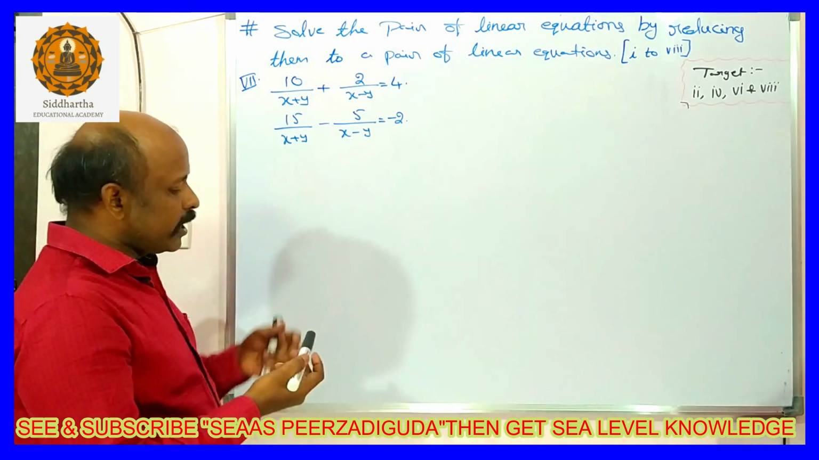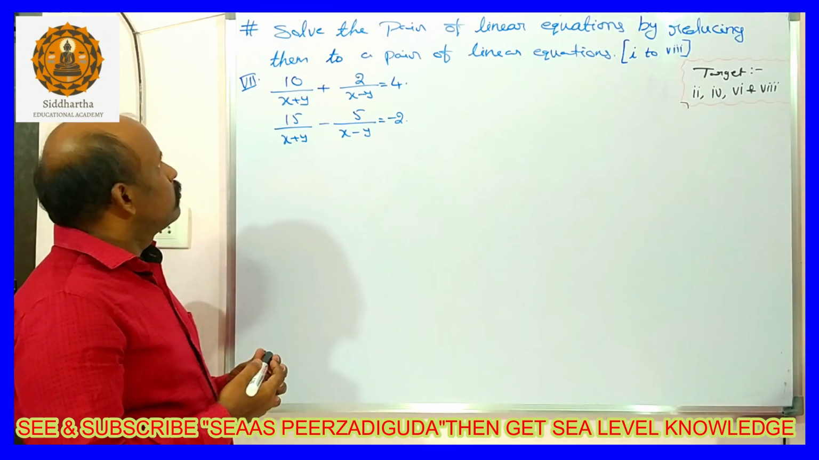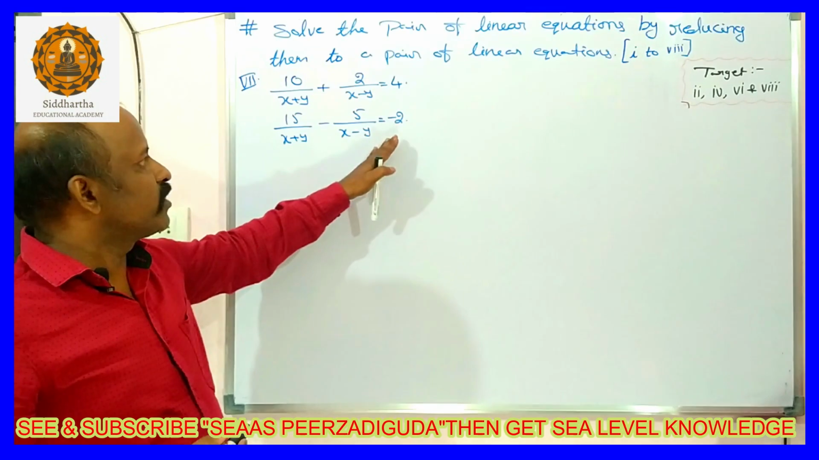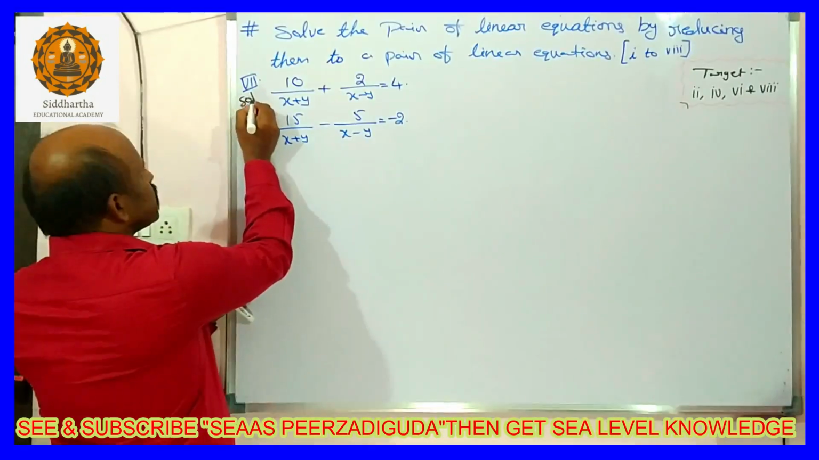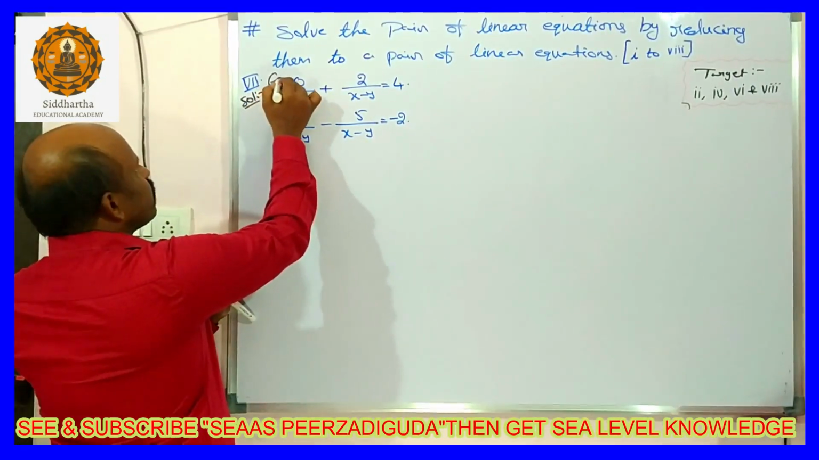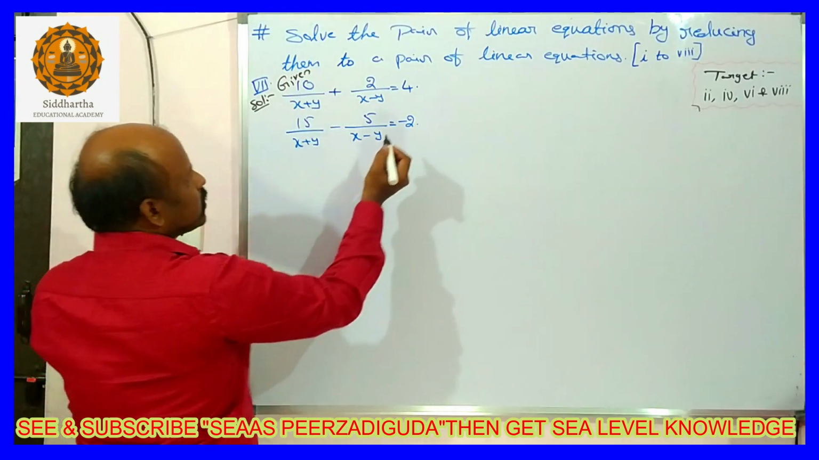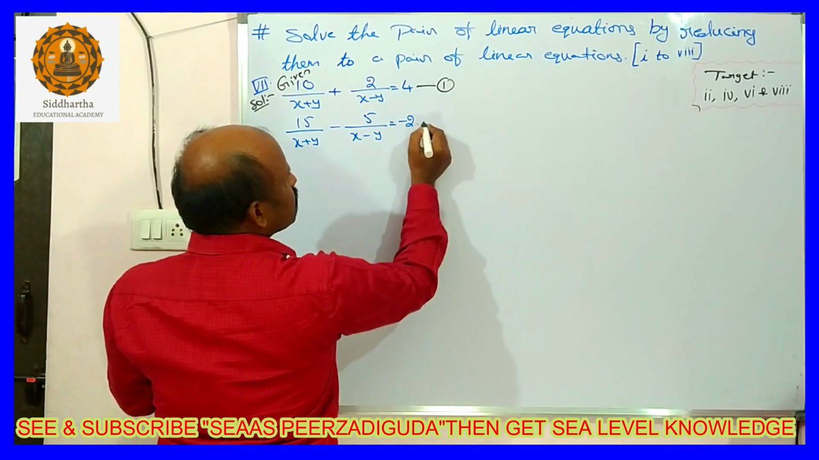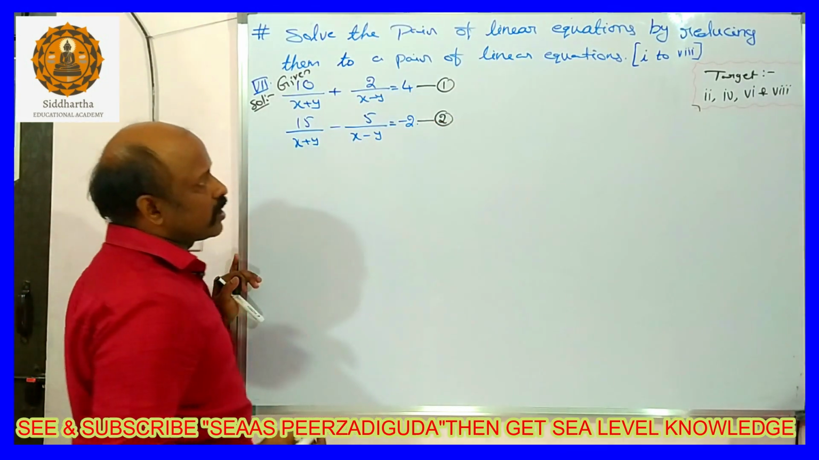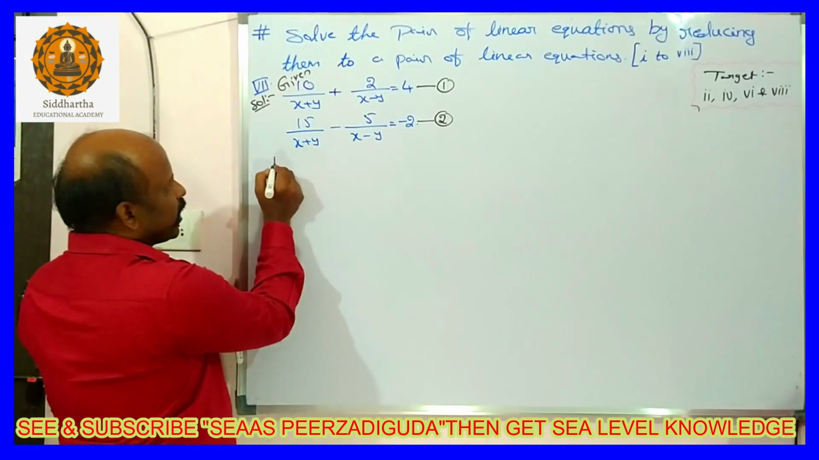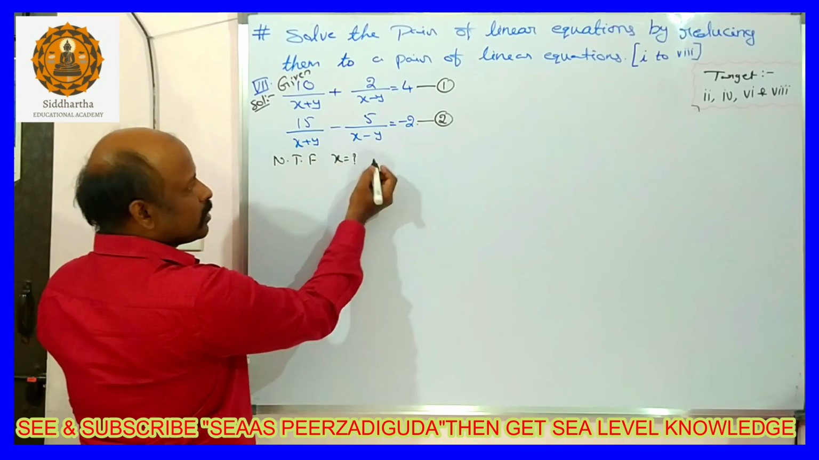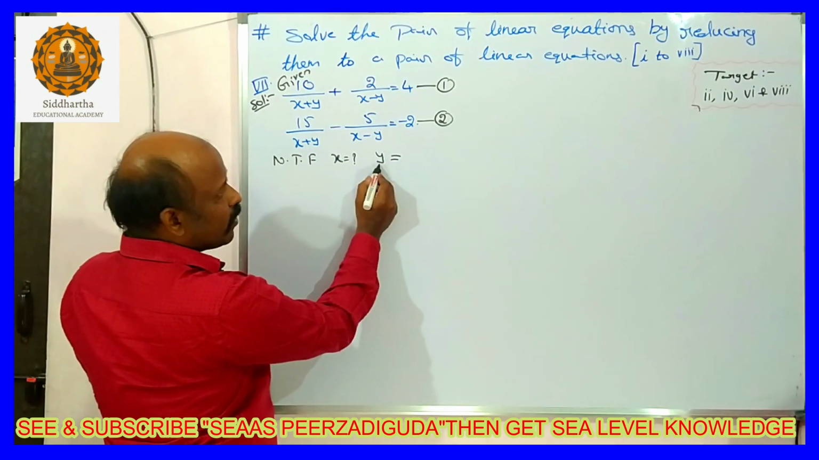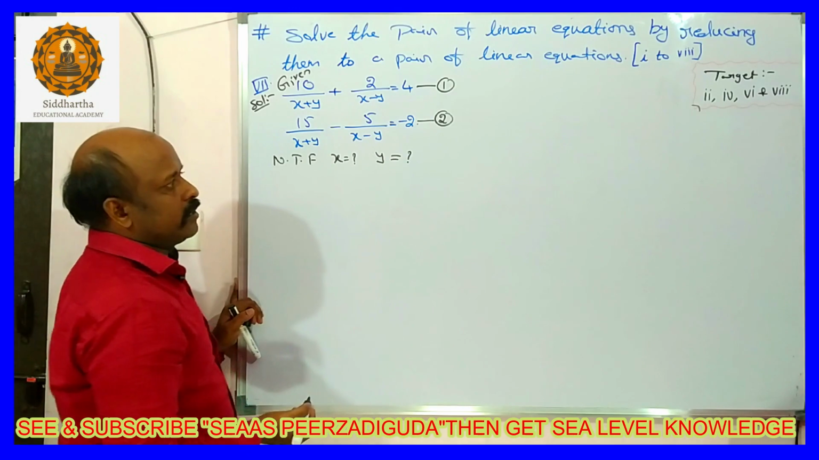So this one I am going to take as equation number 1 and equation number 2. I am going to start the solution over here, once you observe all of you. So the solution starts here. This is the given part. This one I am going to take as equation number 1, and this one as equation number 2. Now to find x is equal to question mark, y is equal to question mark.